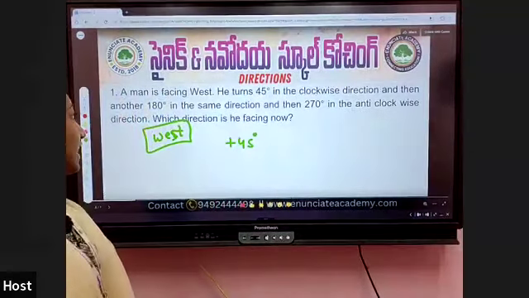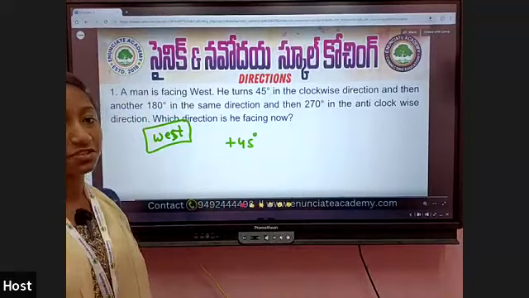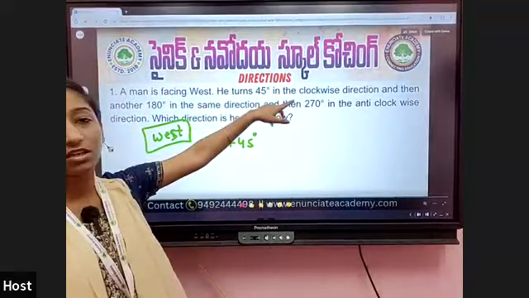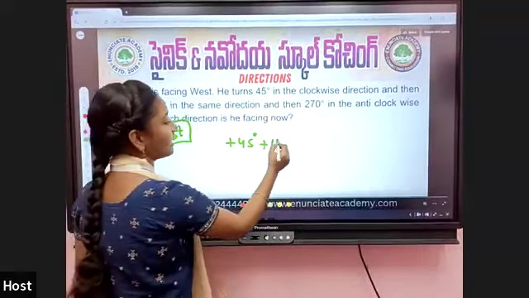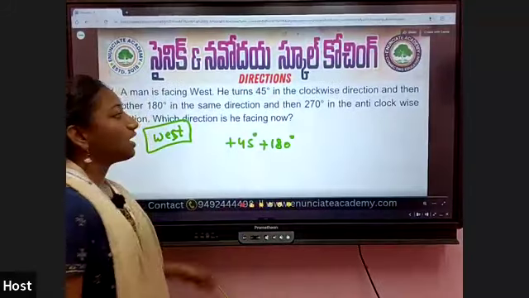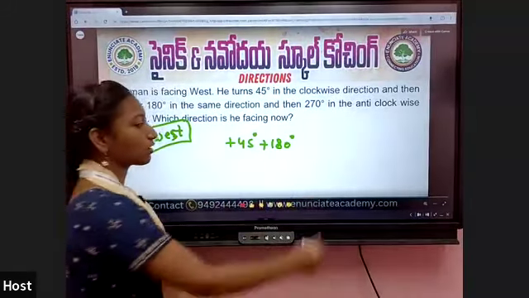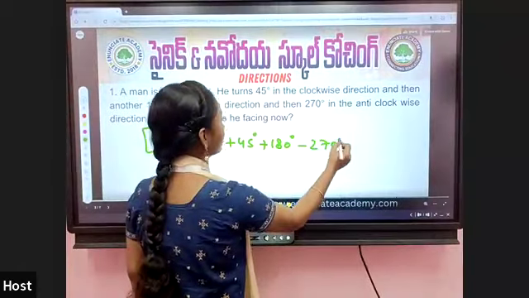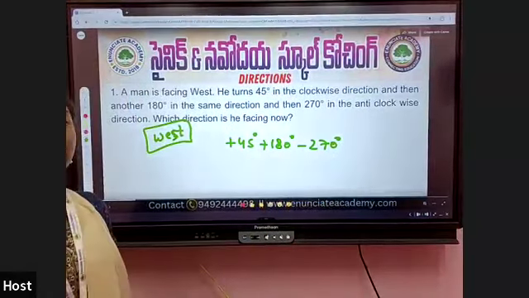Next. And then another 180 degrees in the same direction. Same direction means which direction? Clockwise. Plus 180 degrees. Next. And then 270 in the anti-clockwise, so minus 270 degrees. So which direction is he facing?